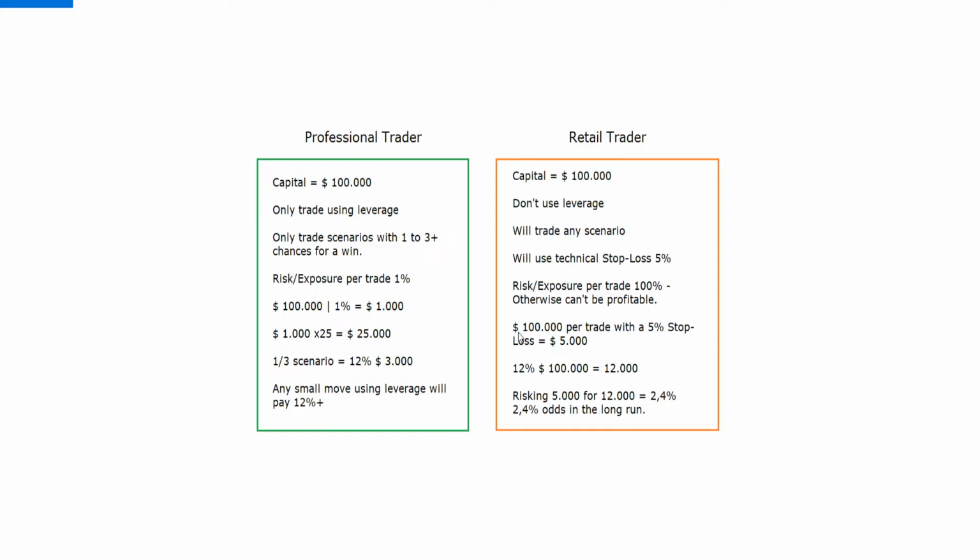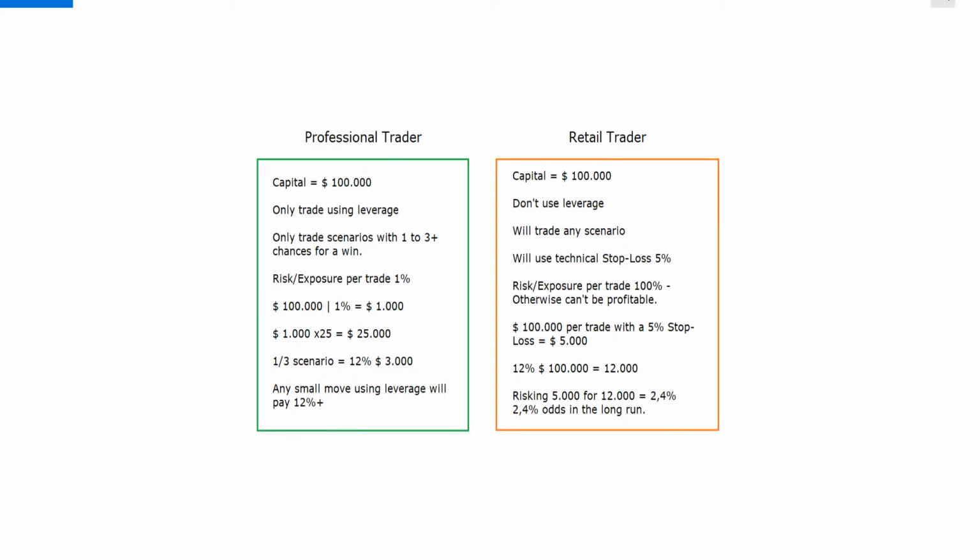So $100,000 per trade with a 5% stop loss. He's willing to lose $5,000 if he's wrong. So it's 5% in a single move, while we only lose 1% or 2 or 3. In 12% on the $100,000 he must make $12,000. So by risking 5,000 for a 12,000 profit scenario, it's 2.4 odds in the long run. So it's not a big deal at all.